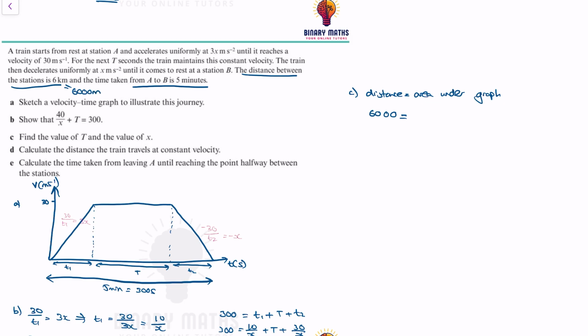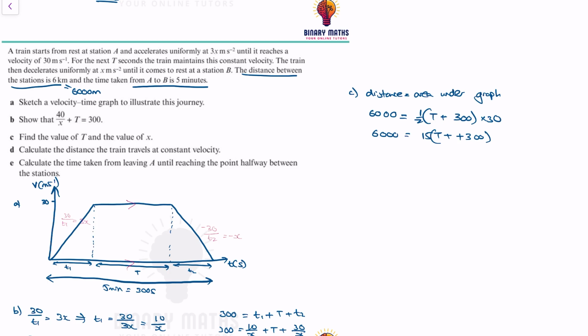Must be equal to the trapezium rule. So it's going to be half. So this is my A, this is my B, that's my T. Half of A, which is equal to T, plus 300 at the bottom, the base, times by the height, which is 30, which means 6,000 is equal to 15 times T plus 15 times T plus 300.